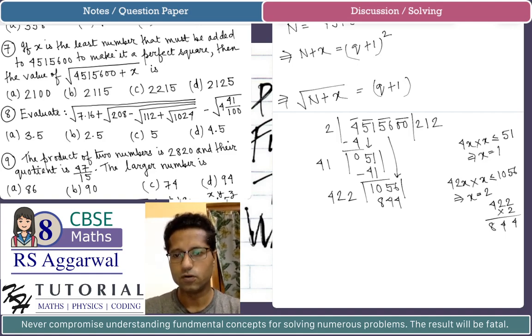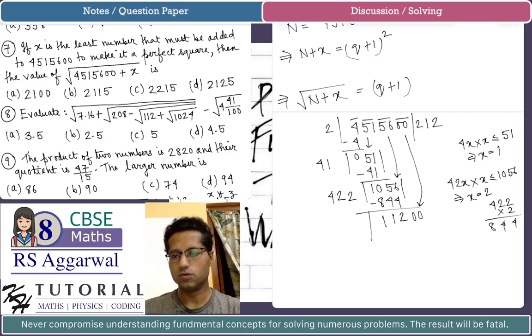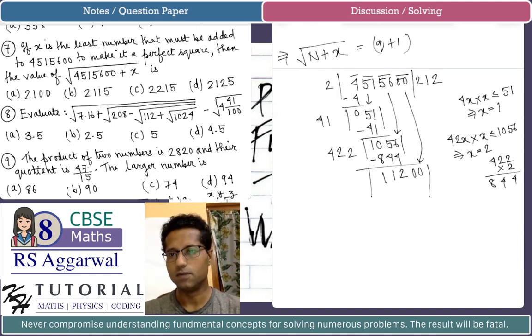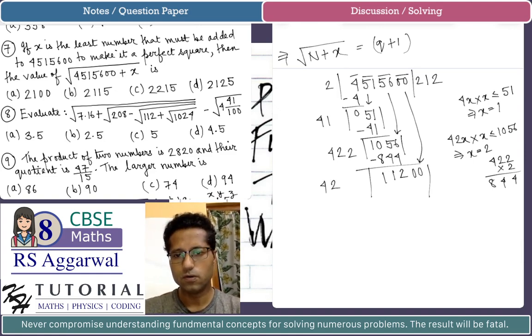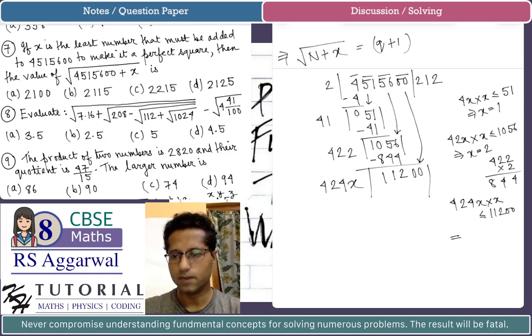You subtract 844 from the dividend, you get the remainder as 212, and then you bring down the last period, that is 00, append it with the remainder, and you get 21200 as the new dividend. Now the next partial divisor will be whatever the quotient is multiplied by 2. So 212 multiplied by 2 is 424. Now again you have to find the maximum digit x such that the 4-digit number 424x multiplied by x will be less than or equal to 21200.